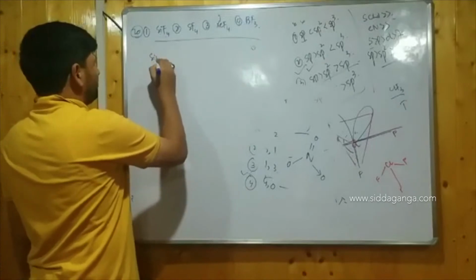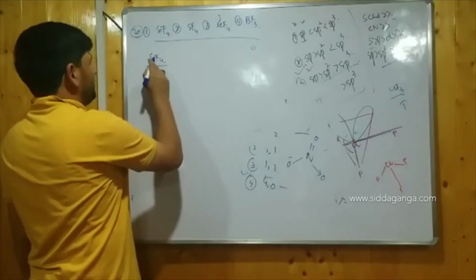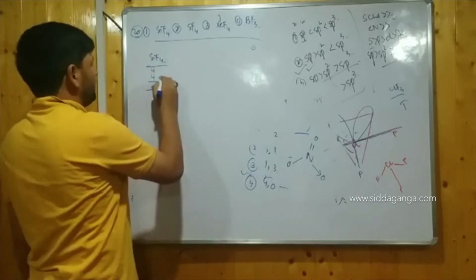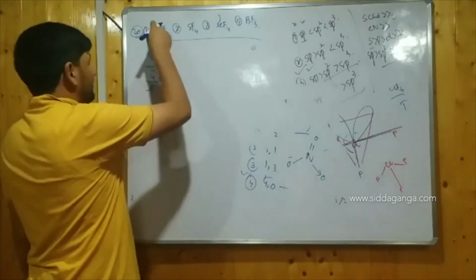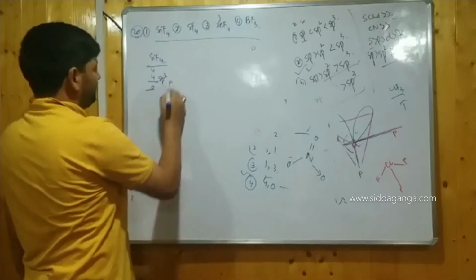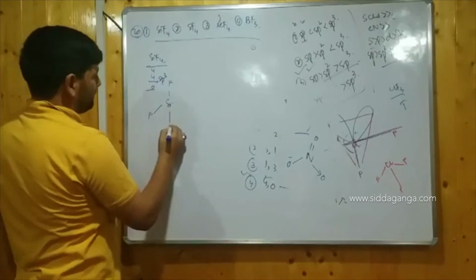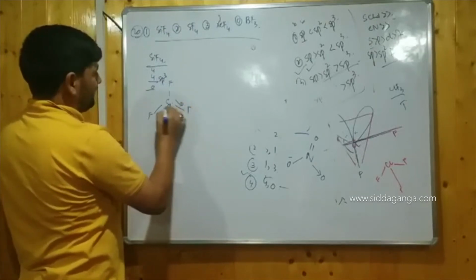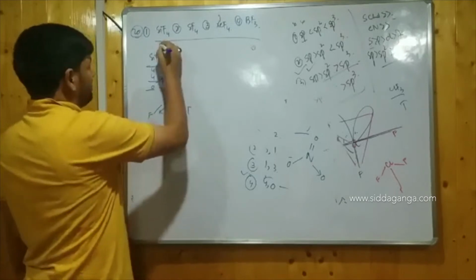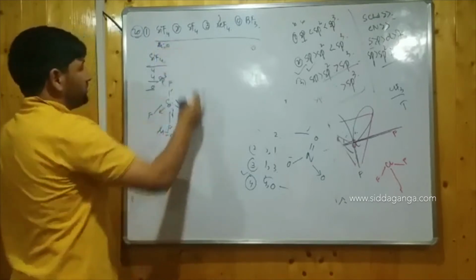SiF4: if you look at silicon, how many electrons are there in total in the valence shell? 4, bonds made 4, remaining electrons 0. Hybridization is sp3. Hybridization sp3 means Si with fluorine, fluorine, fluorine, and fluorine. All will cancel the dipole moments. Net dipole moment will be 0. So this will have a dipole moment of 0.